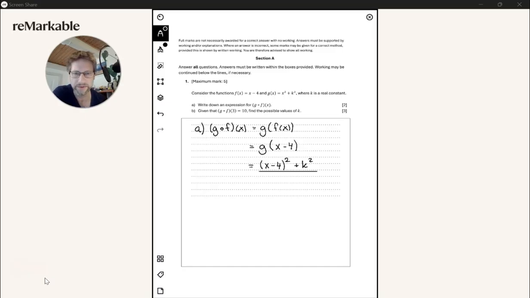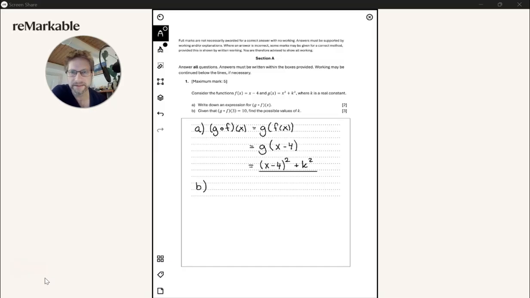There are some people who do this and then they think we need to expand the bracket, but that's actually a waste of time, plus it makes the next question harder to solve. So don't do that, just leave it like this. This is an expression for g after f.